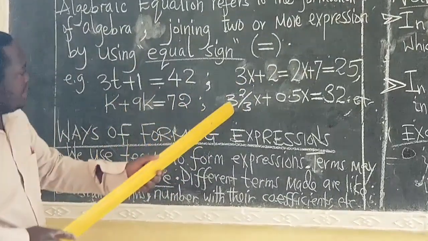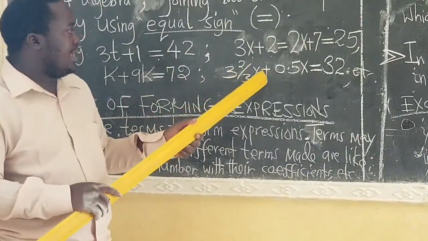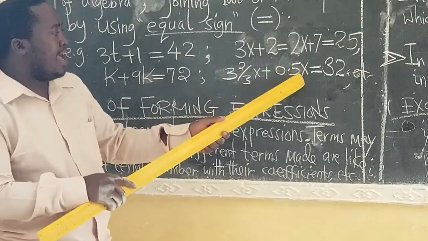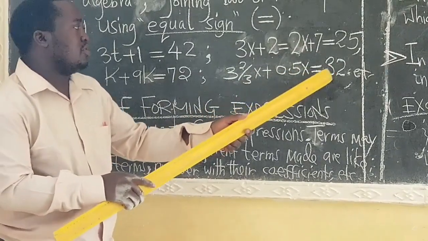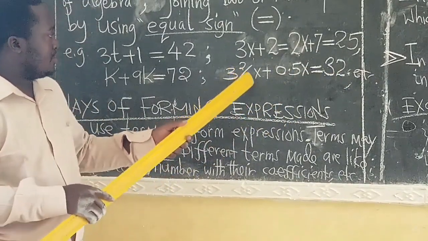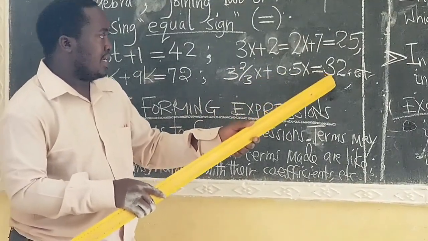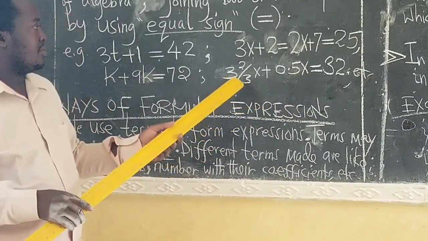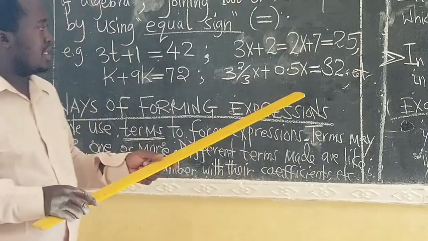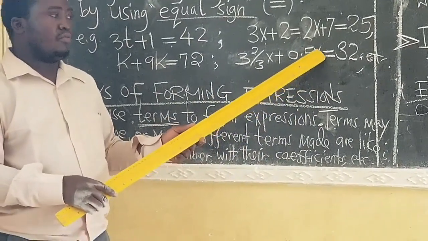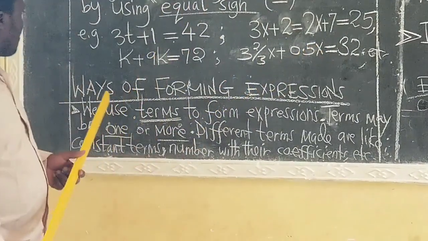So we have 2 over 3x plus 0.5x is equal to 32. This is also an equation because there is the use of an equal sign.